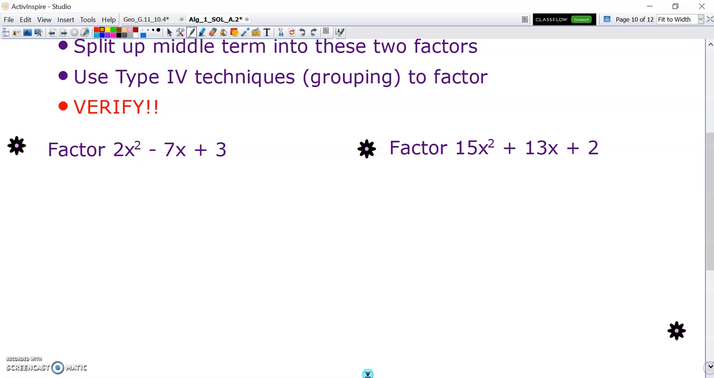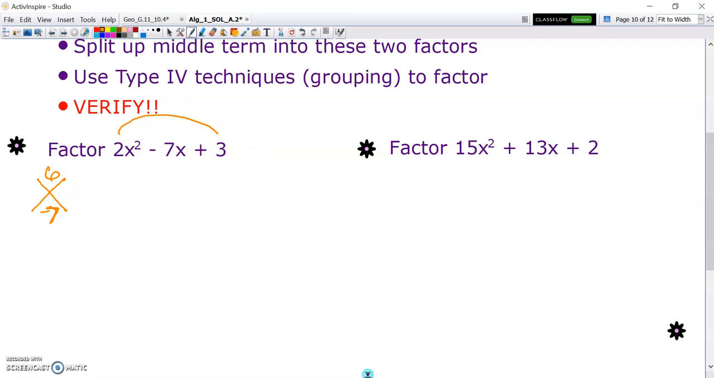Here's our first example, 2x squared minus 7x plus 3. The first thing we're going to do is multiply a and c. So 2 times 3 is 6. So we're going to build an x box where we put 6 in the top and minus 7 in the bottom. So that's where the difference lies. Before, we just put the last number in the top and the middle term in the bottom. This time we have to multiply because the coefficient is not 1. We're going to multiply 2 times 3 to get 6.